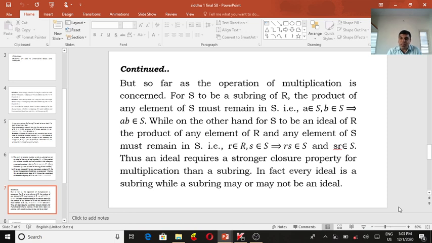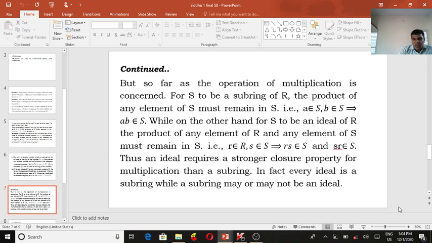If we come to the operation of multiplication, for S to be a subring of R, the product of any elements of S must remain in S. Suppose A belongs to S, B belongs to S. I take any element r belonging to the ring R. I take the product A into B, which belongs to S. The product is also in S.